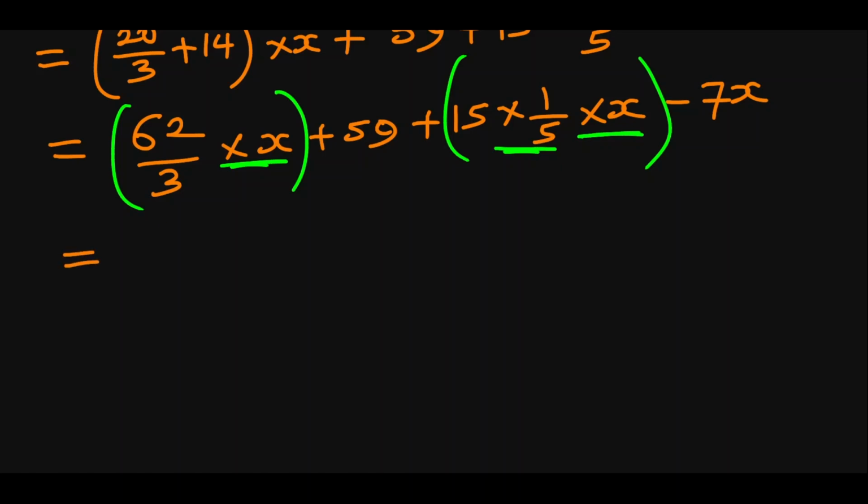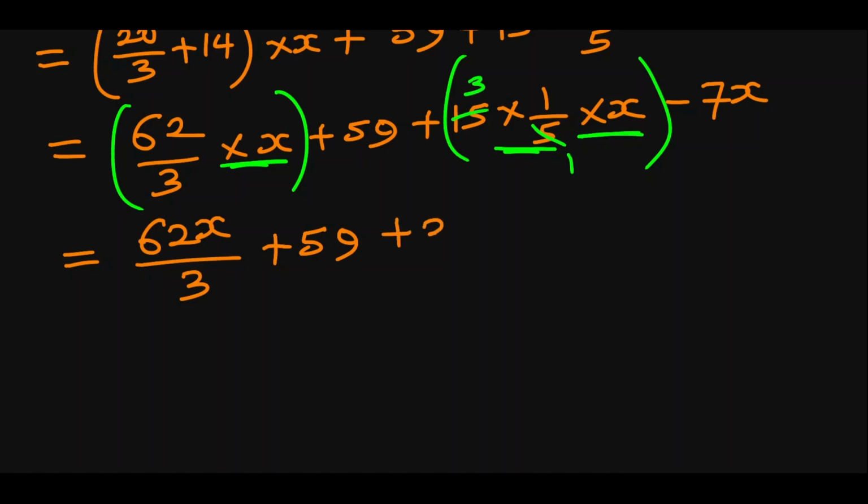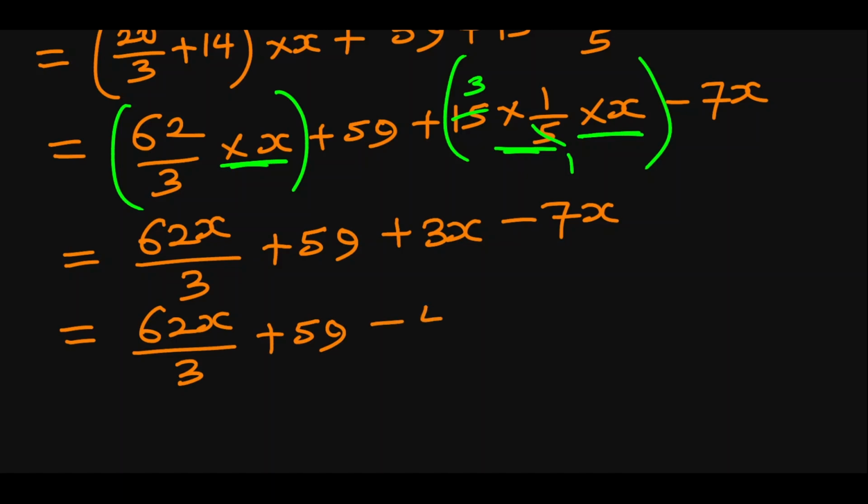So if we do this, it will give us 62x over 3. The bracket of this will go away, plus 59. Then in this second bracket, something can cancel out. 5 can go here 1. 5 will go into 15 to give us 3. So that will now give us plus 3x minus 7x. If we simplify further, it gives us 62x over 3 plus 59 minus 4x.